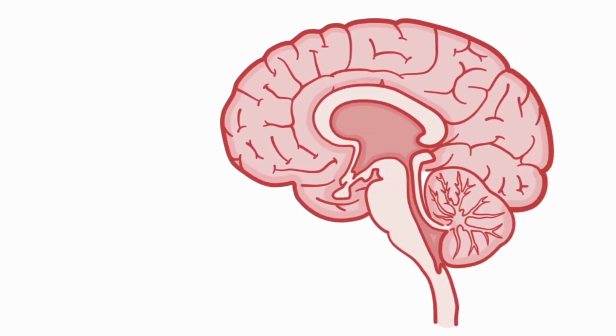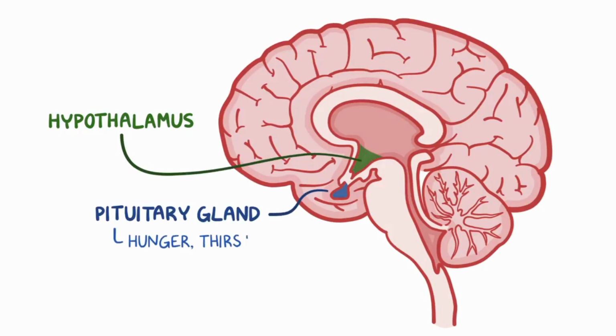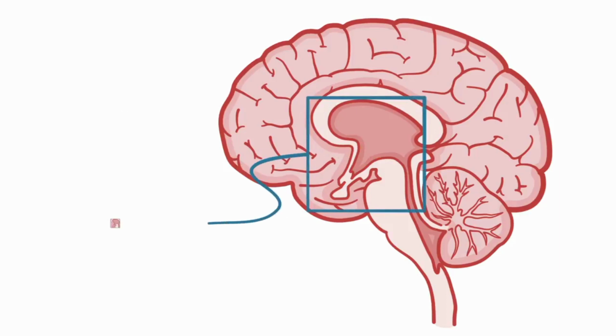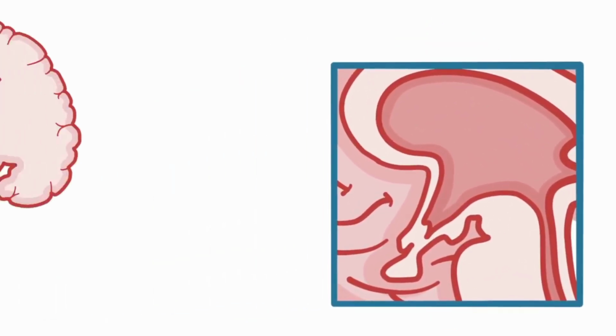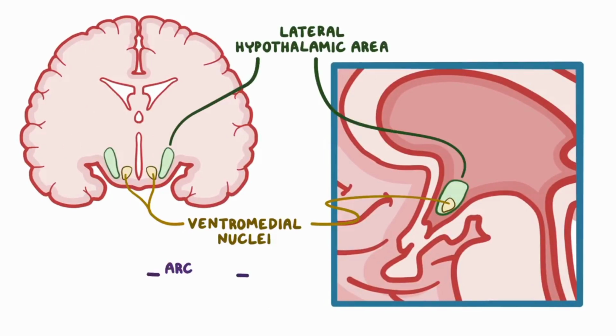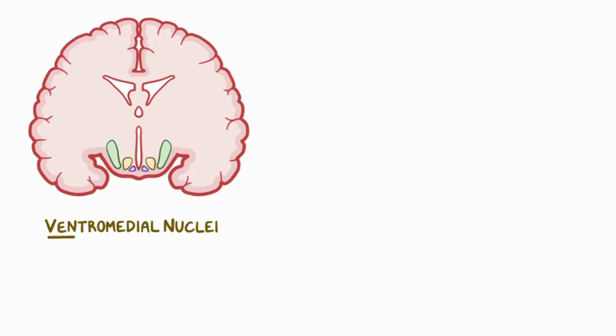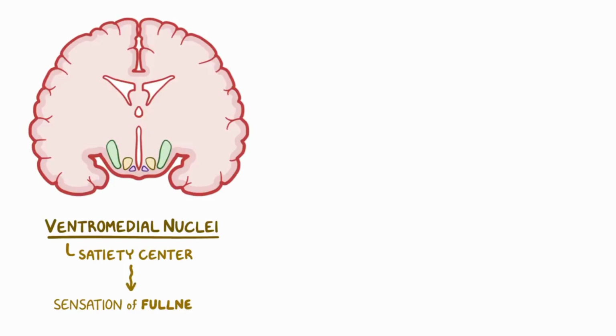Alright, let's start this one off with the hypothalamus, which is a small part of your brain that lies just above the pituitary gland, which controls various body functions like hunger, thirst, body temperature, and hormones released by the pituitary gland. The three parts of the hypothalamus that regulate food intake are called the ventromedial nuclei, the lateral hypothalamic area, and the arcuate nucleus. The ventromedial nuclei is the satiety center, and when stimulated, it causes the sensation of fullness.